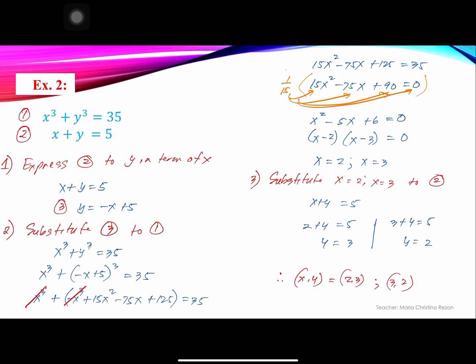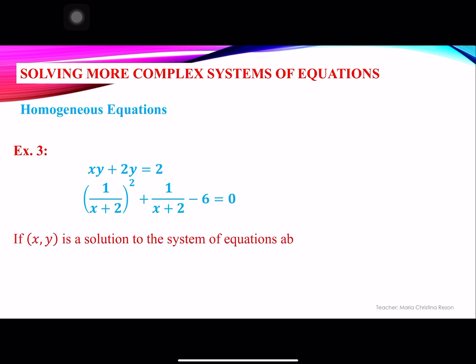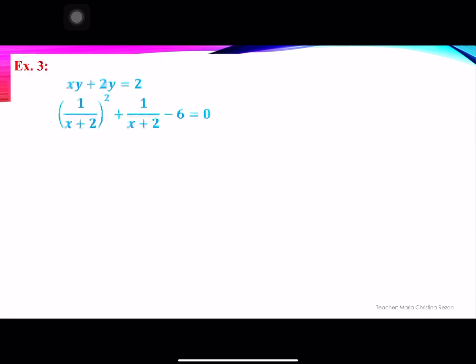Then let's have another type of equation system here, which is a homogeneous equation. And you have here xy plus 2y equals 2, and 1 over x plus 2 squared plus 1 over x plus 2 minus 6 is equal to 0. If ordered pair (x, y) is a solution to the system of equations above, what is the possible value of the absolute value of y? So let's have our solution. This is our first equation, this is our second equation.